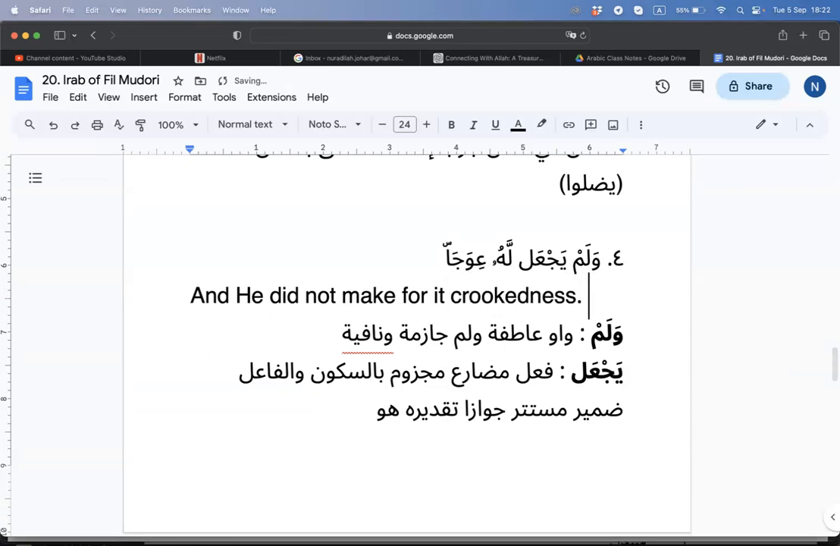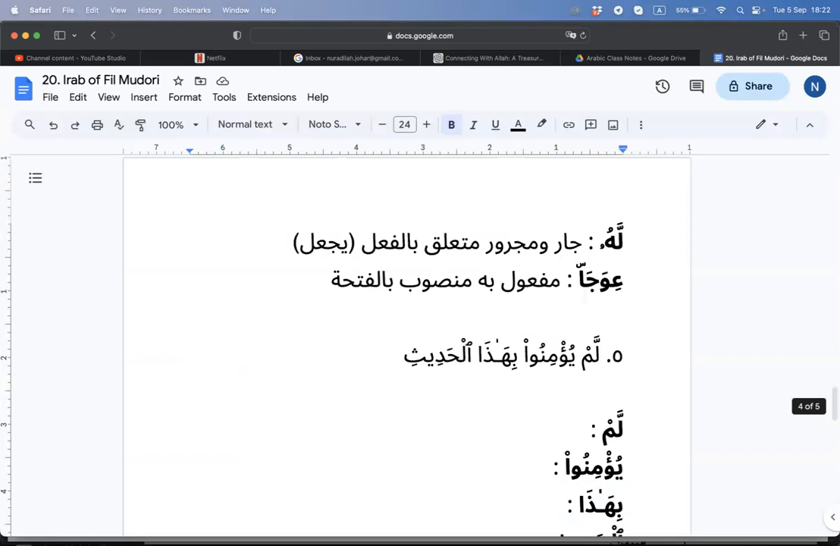This is from Surah Al-Kahf, the very first sentence. We read it every Friday or Thursday, right? So Allah says that Allah did not make for the Quran any crookedness.